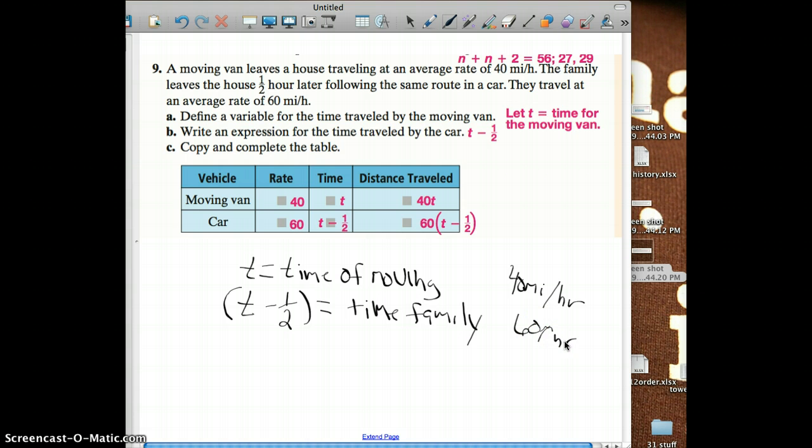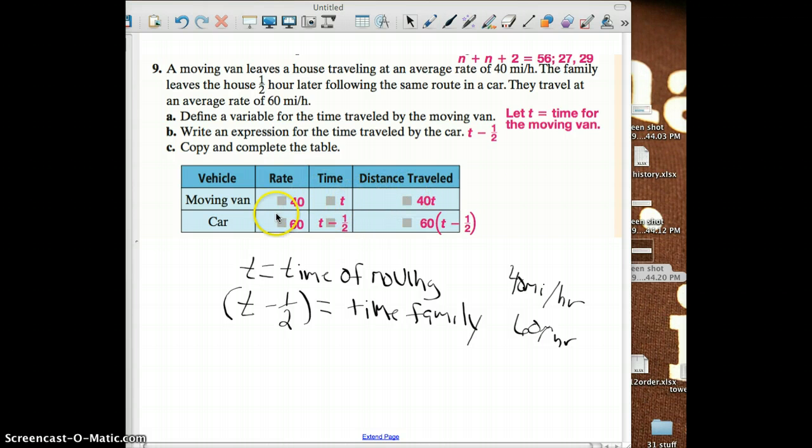Remember, distances are going to be the same here because we want to know when they meet up. Actually, does the question ask this? I apologize. The question does not even ask us when they meet up. So you're not solving anything here. You're just completing the table, putting the information you know, which is the rate of the moving van and its time, and the rate of the car and its time. Multiplying them together will give you the distance traveled.